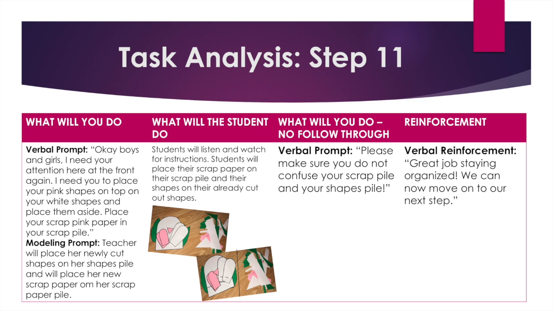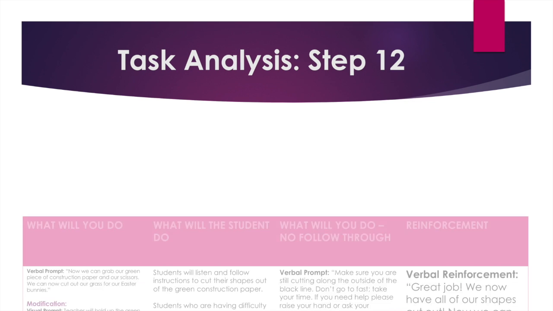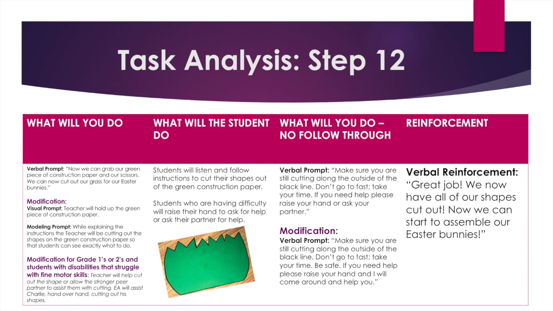Students will place their scrap paper on their scrap paper pile and will place their shapes on their shapes pile. Please make sure you do not confuse your scrap pile with your shapes pile. Great job staying organized. We can now move on to our next step. Step 12. Now we can grab our green piece of construction paper and our scissors. We can now cut out our grass for our Easter bunnies.